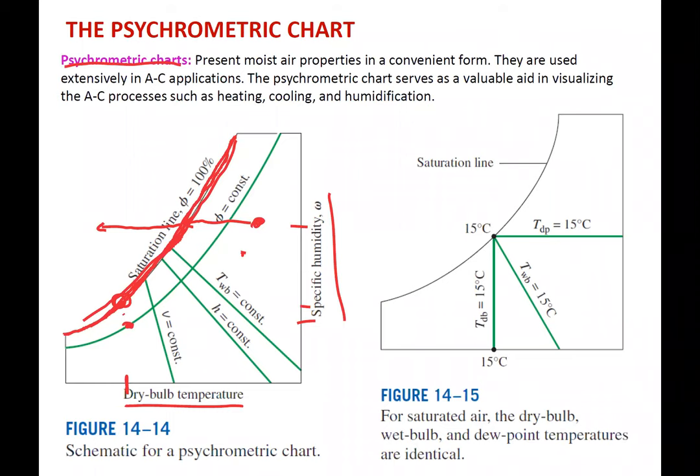So if we have 15 degrees Celsius, the dew point temperature is basically the temperature at which you hit that 100% saturation line on this chart. And we'll go through how to grab all the values from the chart. We'll do an example with that. But that's where you hit that line. That's where the dry bulb, dew point, and wet bulb temperature are all the same.